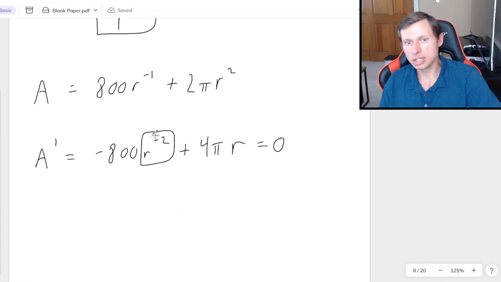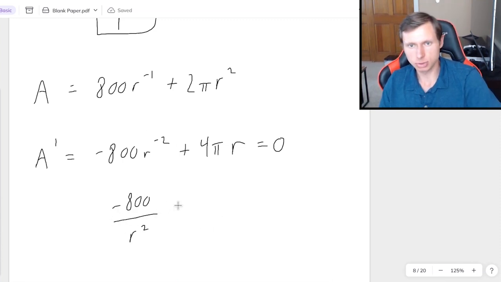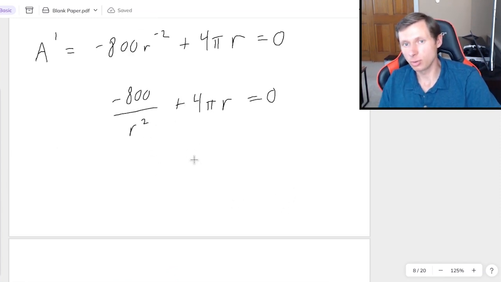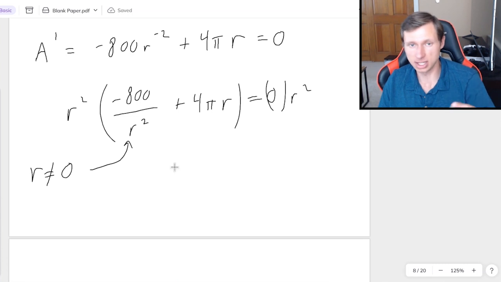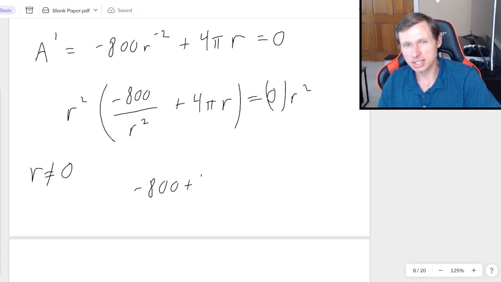Now I know we put this r in the numerator to help us do the derivative, but now we're going to put it back in the denominator when solving, because trust me, this is going to be a lot easier. And then a couple ways I can solve this. What I'm going to do is I'm going to multiply everything by r squared. Just remember that r equals 0 is not a solution. R cannot be 0 because r in the denominator here would give us undefined. It's a domain error. So that will come into play later. But for now, distributing the r squared, I'll get negative 800 plus 4 pi r cubed equals 0.